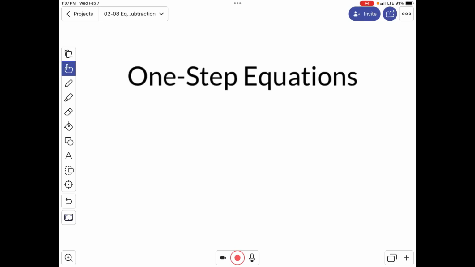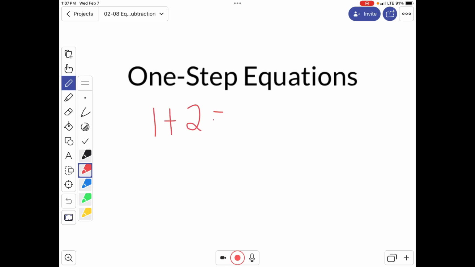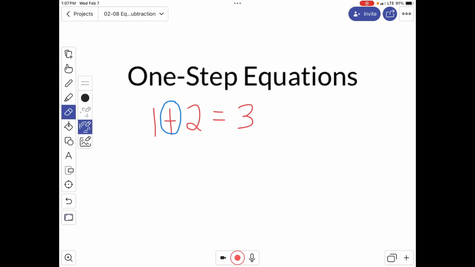Today we are discussing one-step equations. An example of a one-step equation is something like 1 plus 2 equals 3. There's only one step, one operation. That would be plus. But today we're going to be doing a little bit of algebra. And algebra is when we replace one of the numbers with a variable.